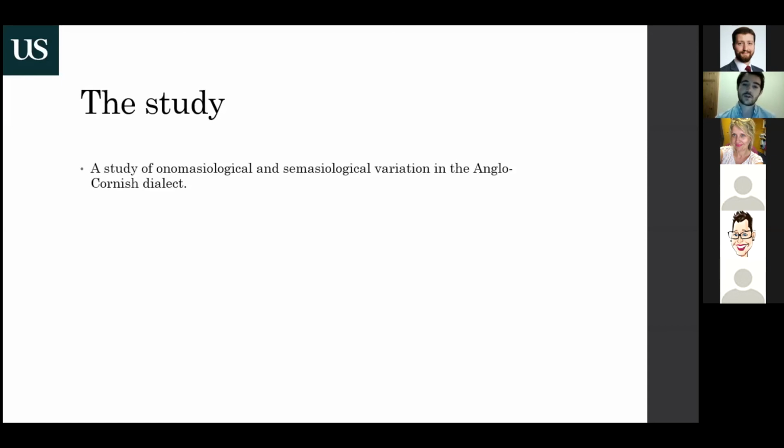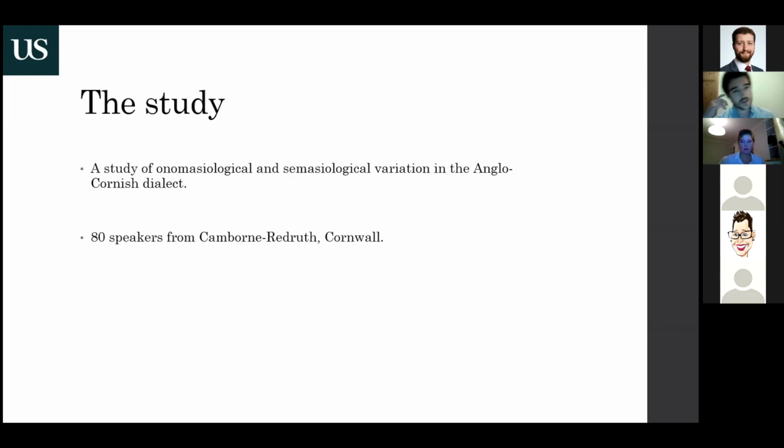So as I mentioned at the top of this presentation, I'm looking at the Anglo-Cornish dialect, and I'm looking at both onomasiology and semasiology. I'll be dealing with these separately today, looking at some of the challenges we have to overcome to study both of these areas of lexical variation and some of the key findings that come out from the study as well. Okay, so in my study, I interviewed 80 speakers from the towns of Camborne and Redruth, which are two towns just west of centre Cornwall.